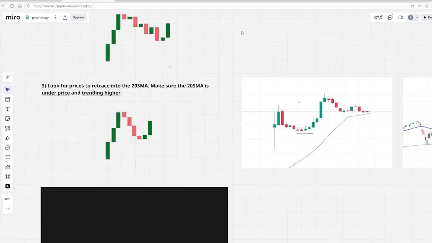Now, pay attention to what I just said. Trend following tool. That is our first step for trading the retracement, is we want to have an uptrend. We want to have an established trend higher. And that's exactly why I like to use the 20 MA. Now, what we want to look for is we want the 20 MA to be underpriced, trending higher.